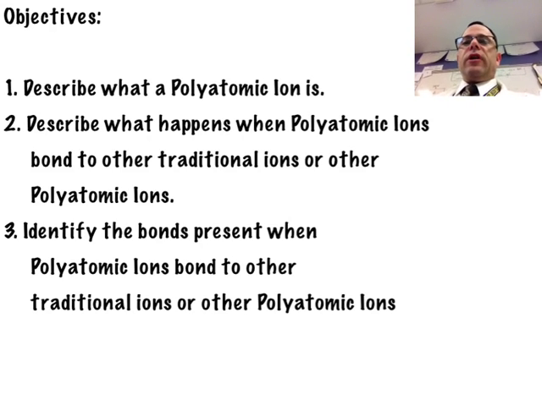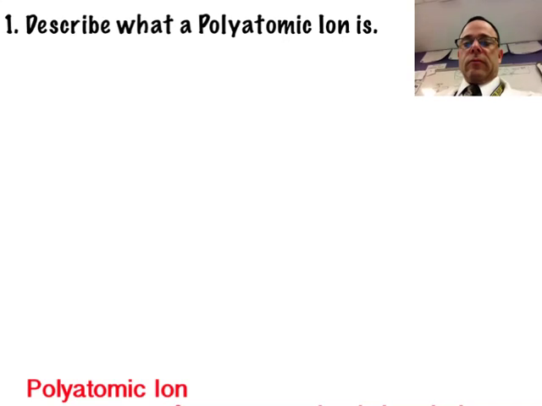Hello everyone, in this video our objectives are to describe what a polyatomic ion is, describe what happens when polyatomic ions bond to other traditional ions or other polyatomic ions, and identify the bonds present when polyatomic ions bond to other traditional ions or other polyatomic ions.